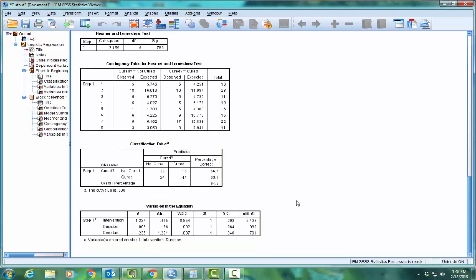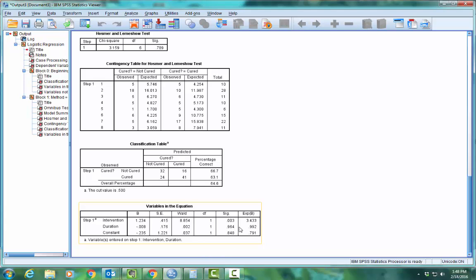And so again, we're going to look at our Wald statistic. It tells us if our B coefficient is significantly different than zero. And we see here that there is a significant difference for intervention, so whether they received an intervention or not. There is not a significant difference here for duration. So the duration of the condition is not a significant predictor here.